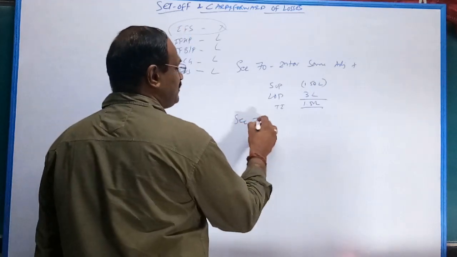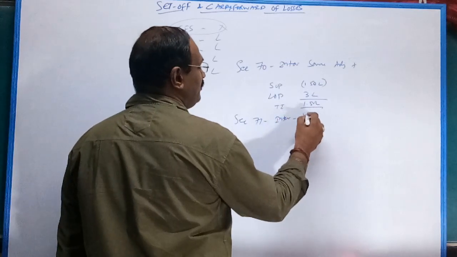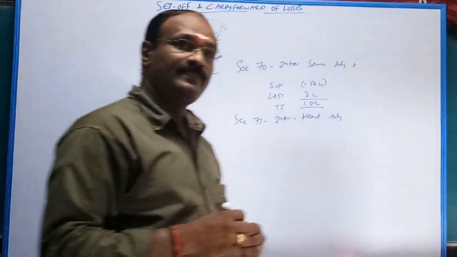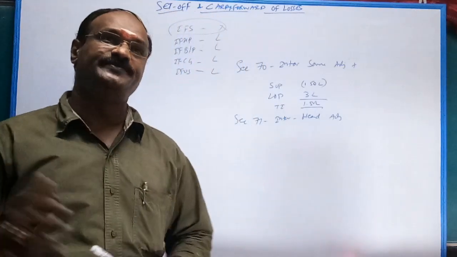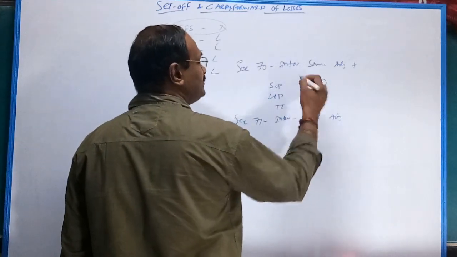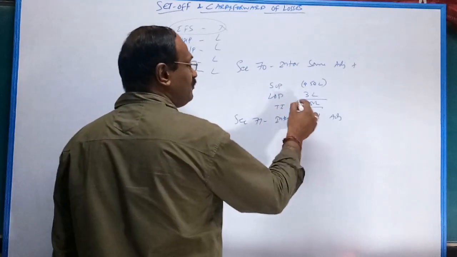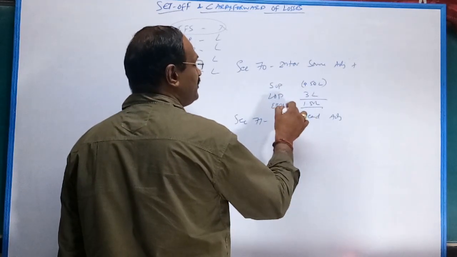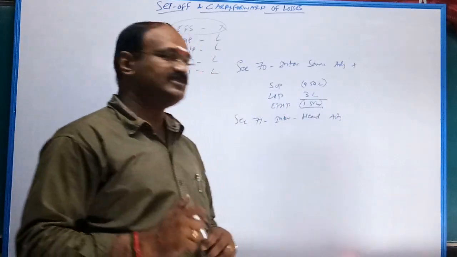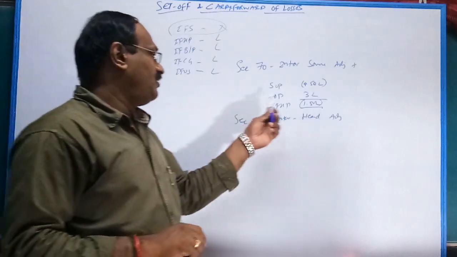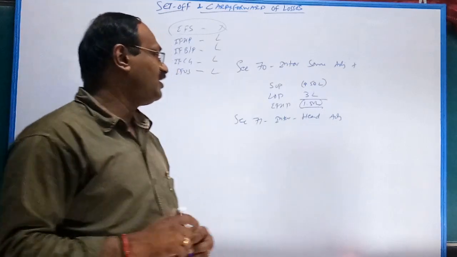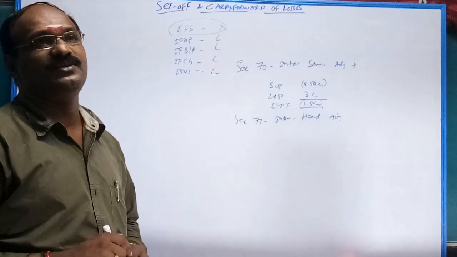Next, section 71, inter-head adjustment. That is, losses of one head adjusted against income of another head. Example, same example, but instead of 1.5 lakhs, say 4.5 lakhs loss on self-occupied property interest. What about the let-out property? 3 lakhs income. So the total loss from house property is still 1.5 lakhs.